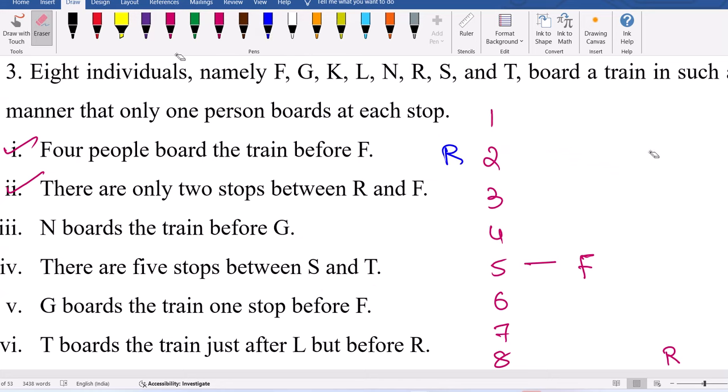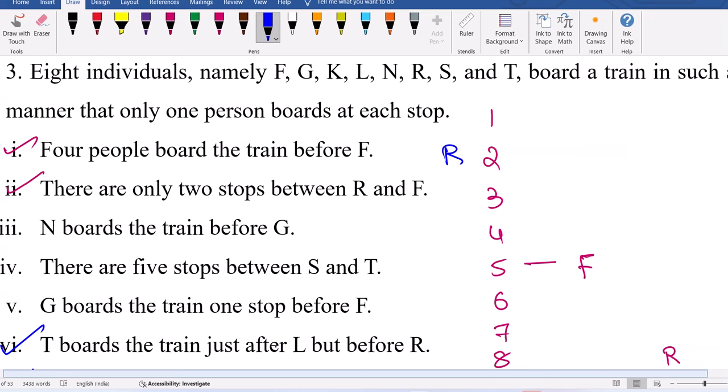If you observe this last one, that gives clarity. T boards after L and before R, then R here is not possible. T is boarding just after L and before R, meaning TLR, so before R, 2 people should come. R at second place is not correct. You just understand, right? So that's why R is eliminated.